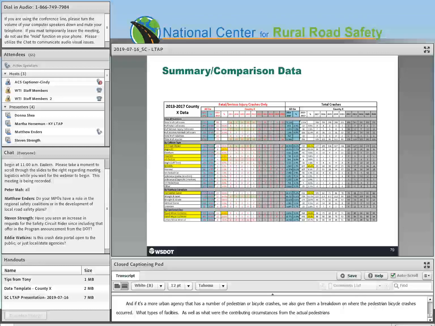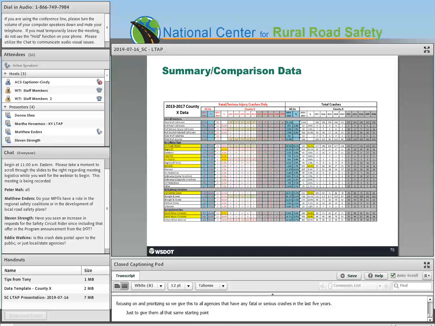So we try to provide them this detailed look at data so that they can look through that and try to identify, as a first step in looking at safety for their agency, what are the things they should be focusing on and prioritizing. So we give this to all agencies that have any fatal or serious crashes in the last 5 years, just to give them all that same starting point, get them all pointed in the right direction.